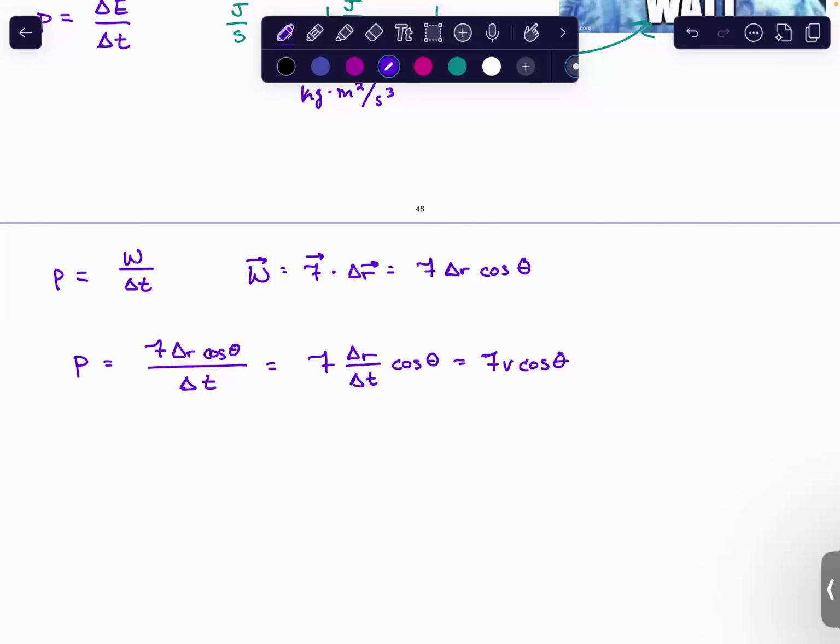So, one of our primary ways of representing power is going to be the force times the velocity cosine theta between the two. So the way you can think about that.